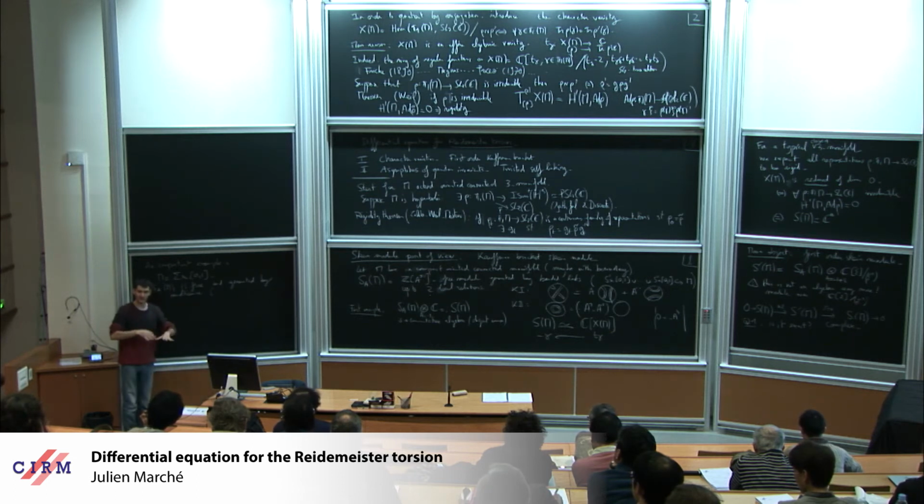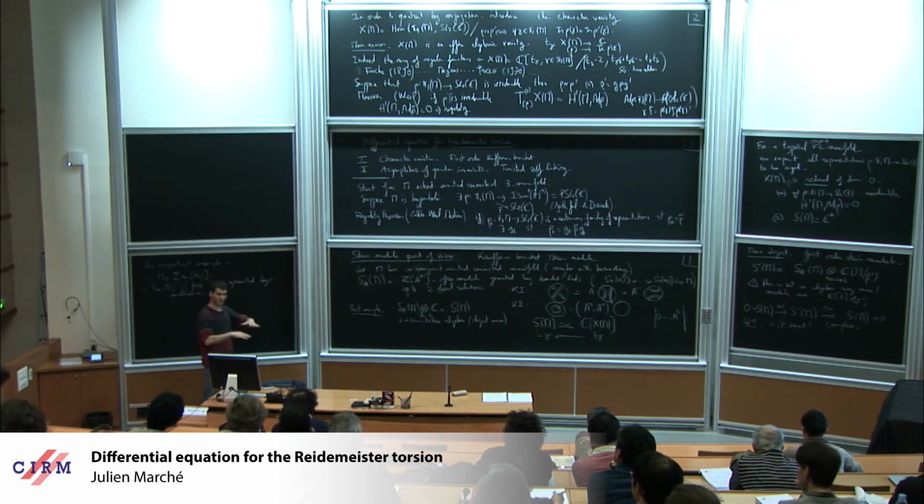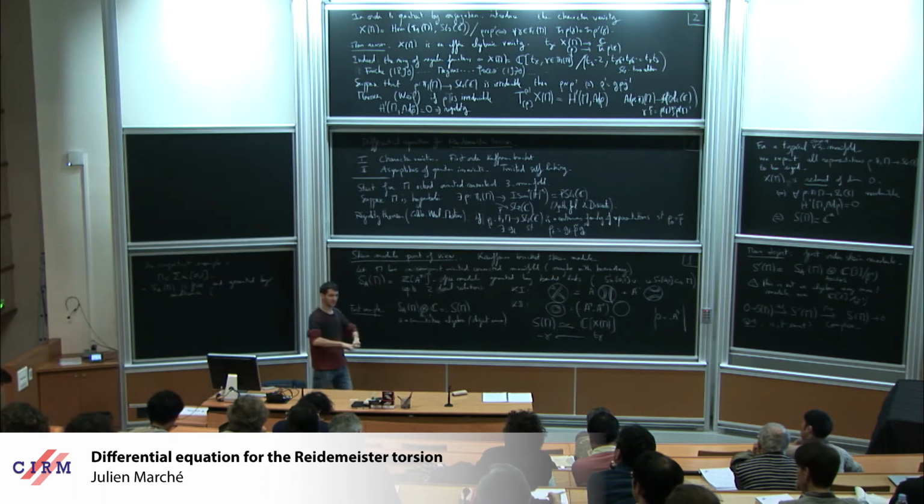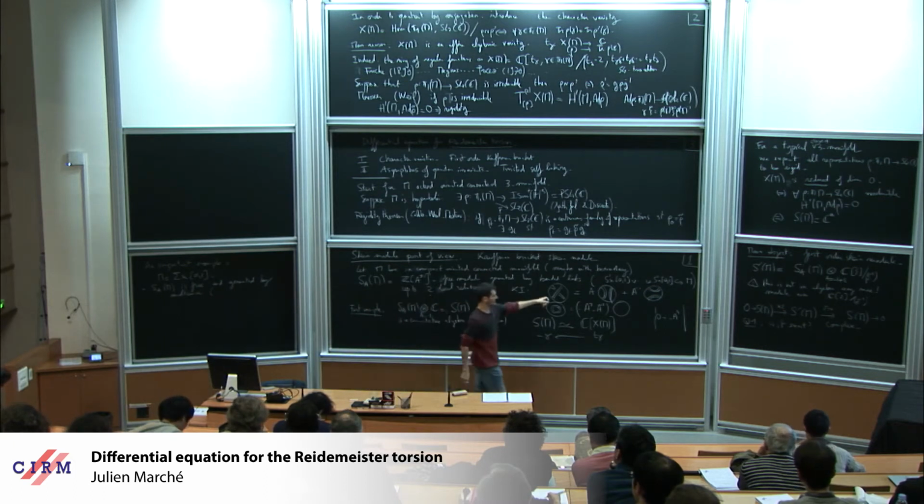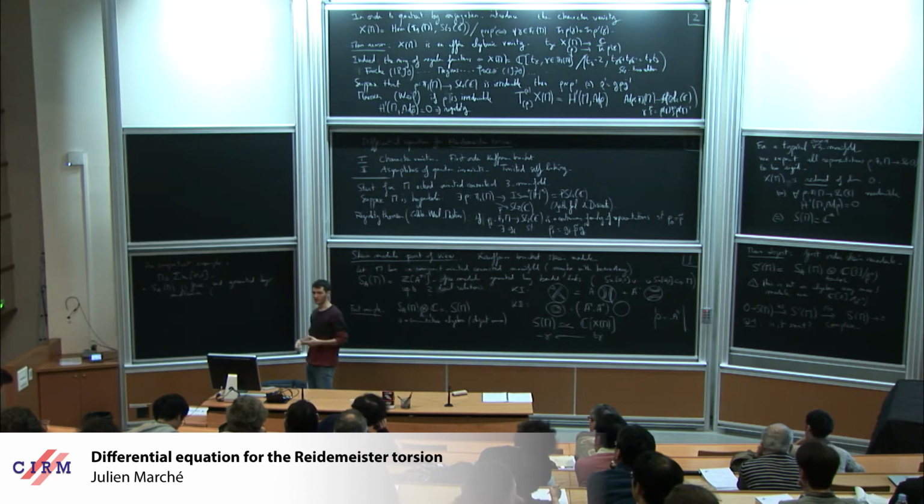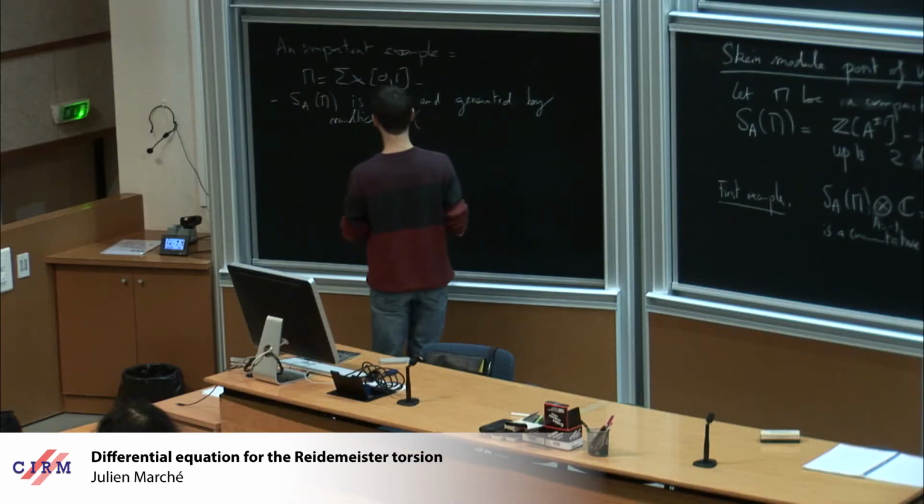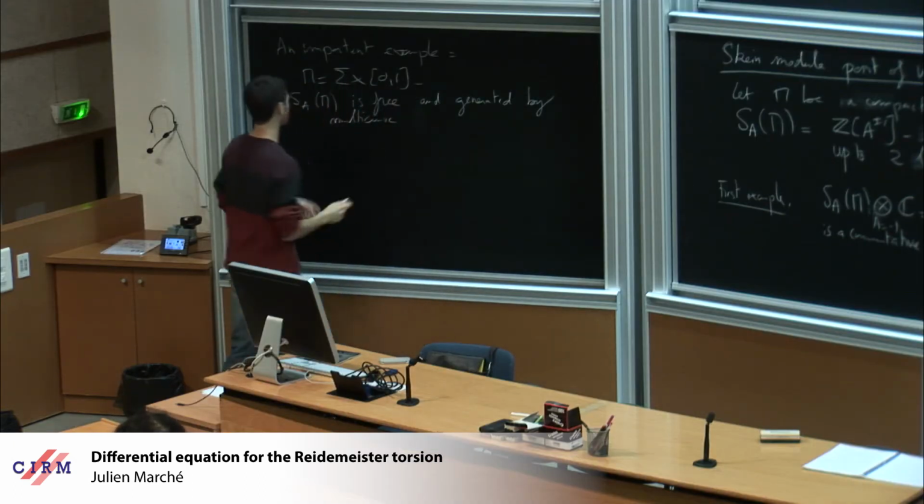If you have a link inside sigma cross an interval, if you see a crossing, you can just apply this relation, and you remove one crossing and then another one, and at the end you have just a collection of simple curves, and they are independent in the module. So it's easy to prove that it's a free module.